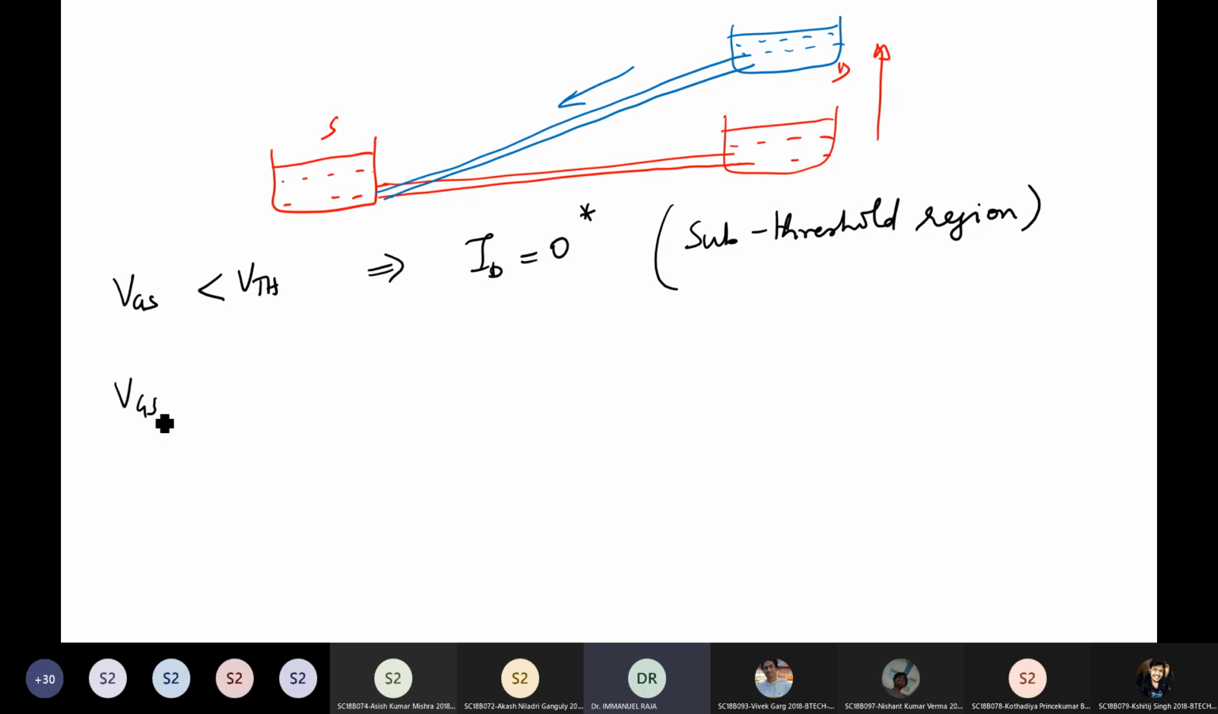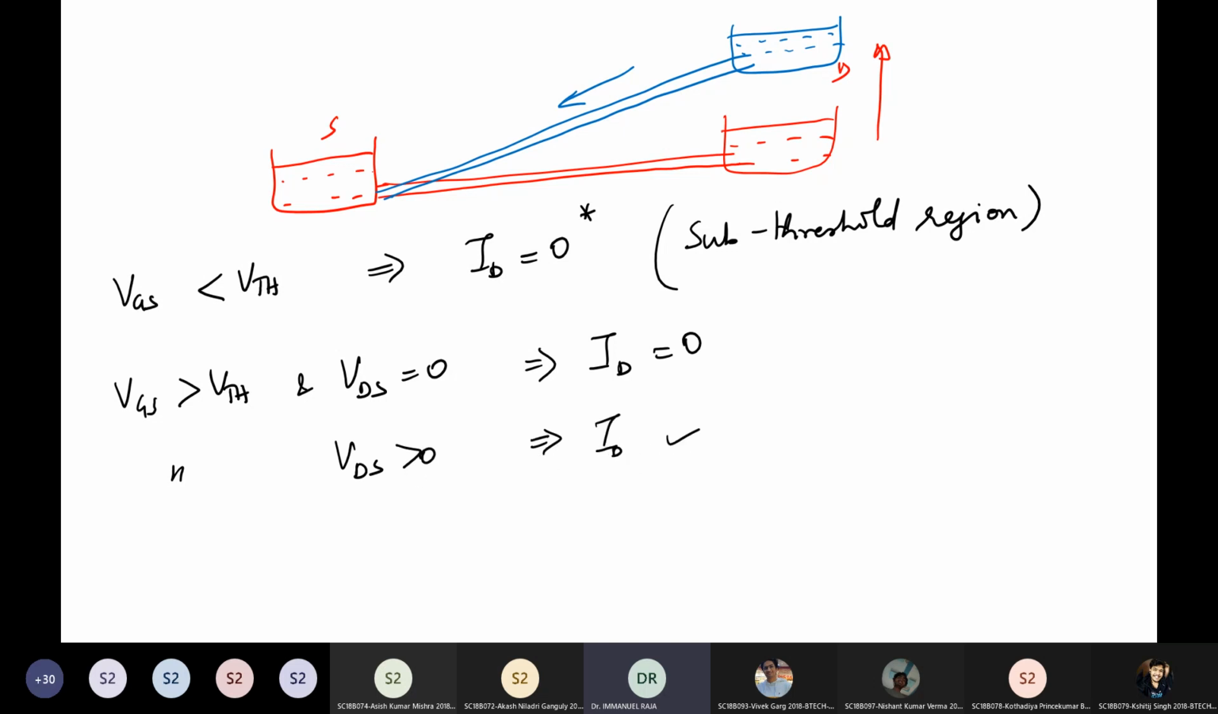Now for VGS greater than the threshold voltage and VDS equal to 0, again the drain current happens to be 0. Now for VGS greater than threshold voltage and VDS, that is the drain to source voltage, greater than 0, you will have current flow happening. How does the current flow happen and what are the different regions? We will just go through these things.